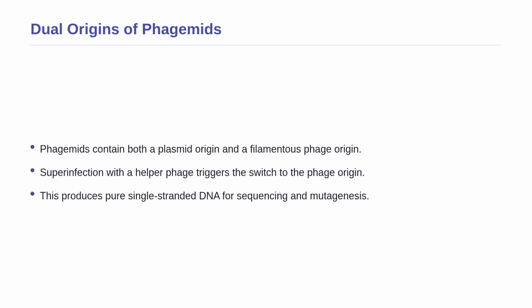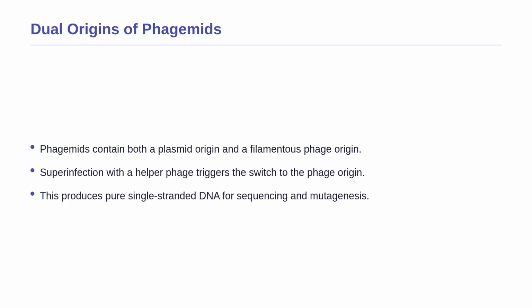To understand how this amphibious transformation happens, we must look at the Phagemid's unique architecture. A Phagemid contains two completely different origins of replication. It has a standard double-stranded origin from a plasmid and a single-stranded origin from a filamentous bacteriophage. Under normal conditions, bacteria use the plasmid origin.